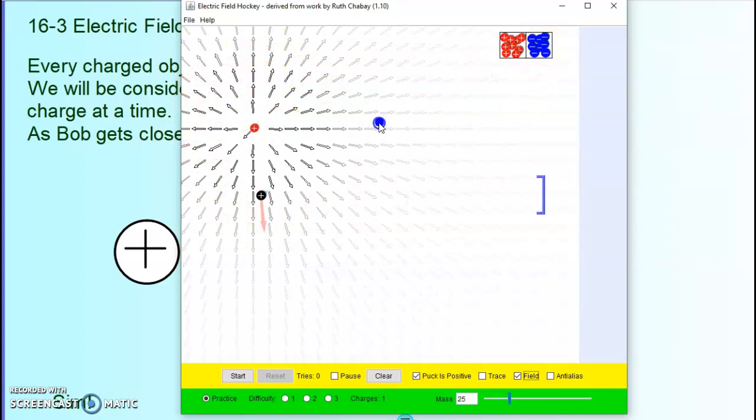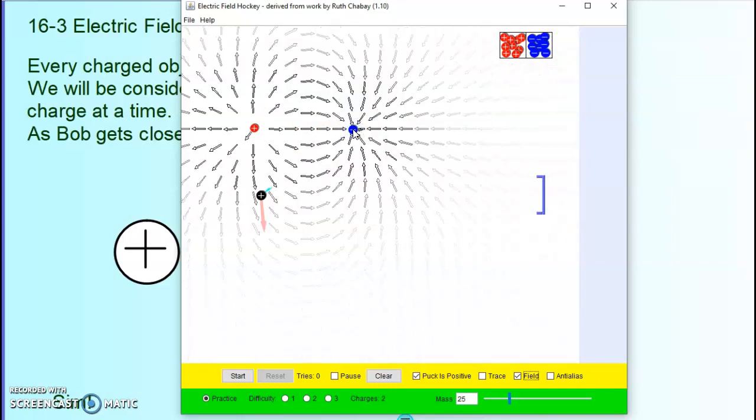And the other thing I want to see is when we drop this negative in, now look, again, distance. But look, the electric field lines go from positive to negative. Now, what's going to happen is these arrows here represent the force acting on our hockey puck. So if I release it, it's going to go flying off like this. Start. See, it's going to go flying off like that. Reset.